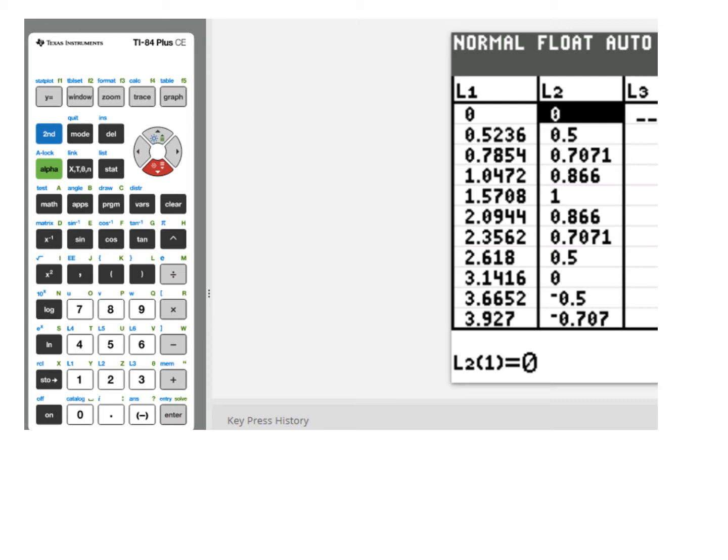So once you put that in, you have to set your window. And if you look at these, remember your curve going around is going to go from 0 to 2 pi. So it's going to go from 0 to a little bit more than 6. And L2, if you look at that, it's going to go from +1 to -1. So that's what your sine is going to go from.